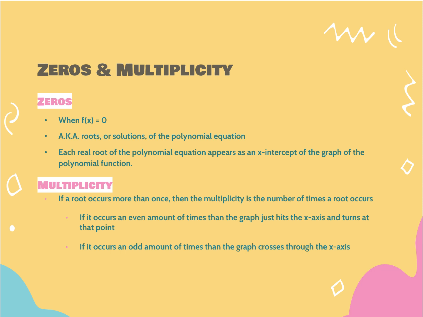Right, so our zeros are just the values of x that we get when we set the function equal to 0. Another name for these are roots, solutions, x-intercepts. These all mean the same thing. These get us our zeros, whatever we get when we set our function equal to 0.